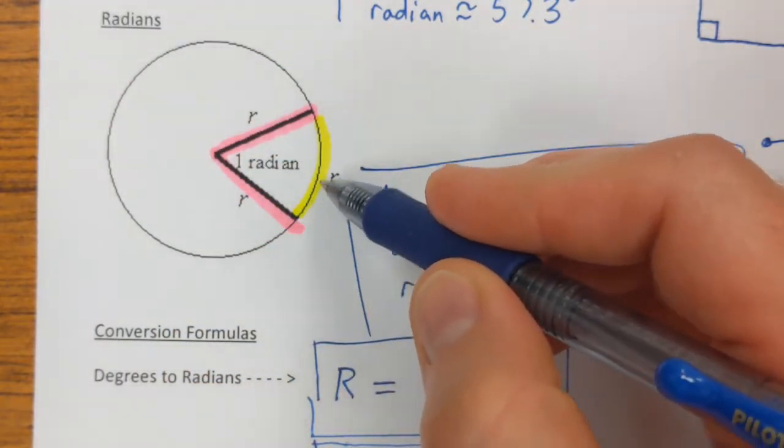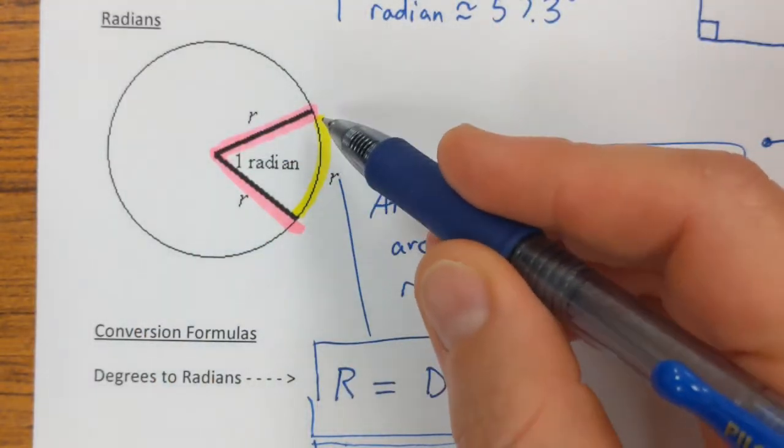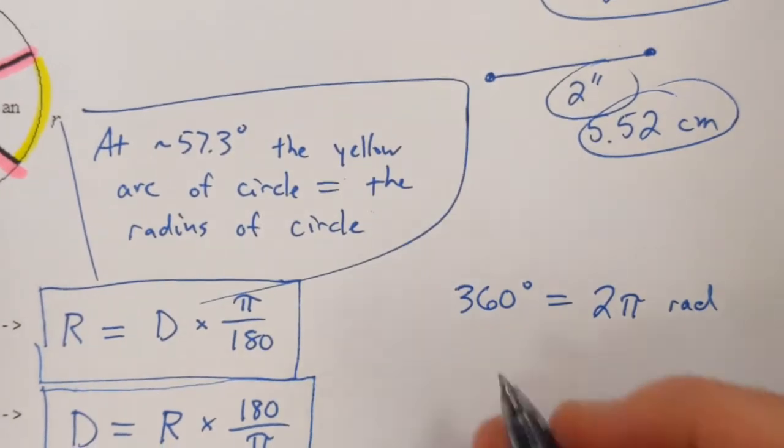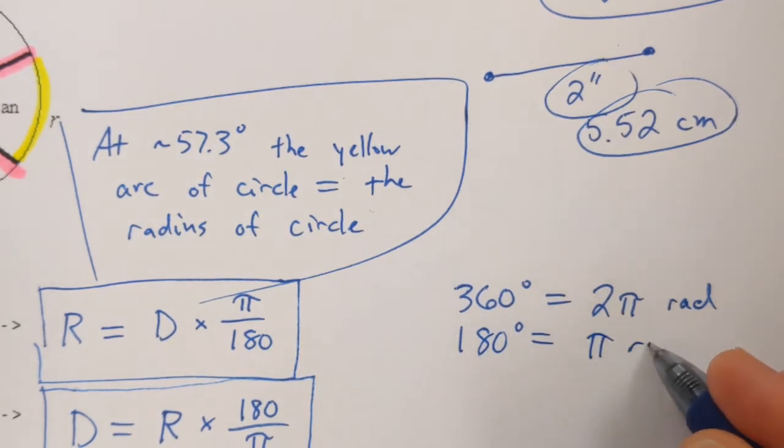Sometimes I'll ask students, hey, how many of these yellow arcs do you think you could fit in this circle? And it's a little bit over 6. It's about 6.28, which is 2 pi. And then you can cut that in half too. That means 180 degrees is equal to pi radians.